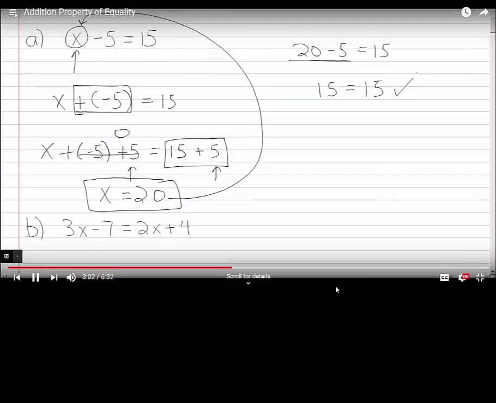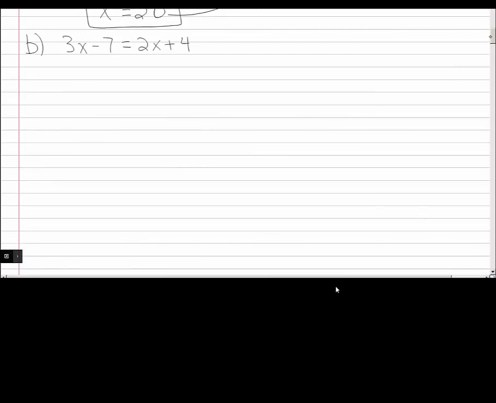All right, let's look at part B. And for part B, we have a slightly more complicated problem. We have 3x minus 7 equals 2x plus 4. So now we have an x term on both sides of this equation, right? We have 2x over here, and we have 3x over here.